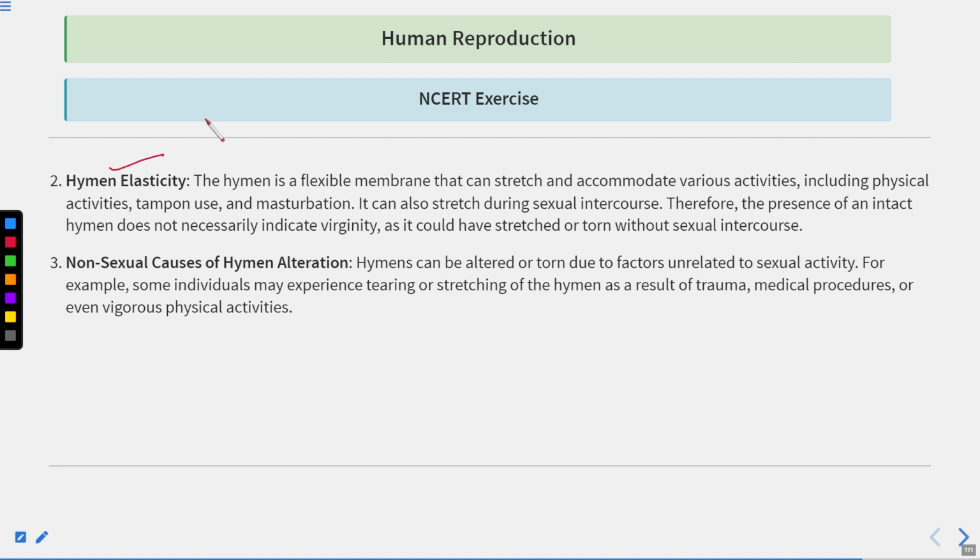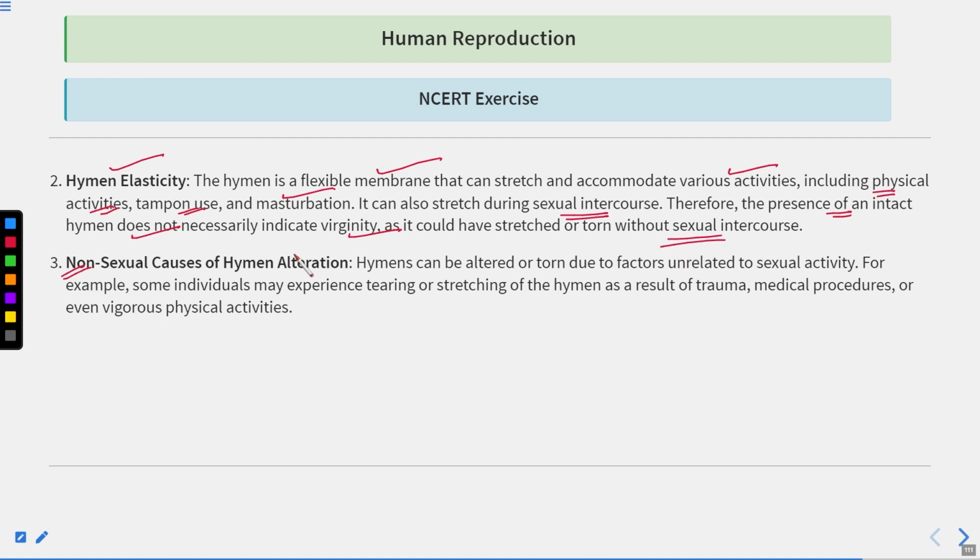Next is hymen elasticity. The hymen is a very flexible membrane that can stretch and accommodate various activities, including physical activities, tampon use, and masturbation. Clear? Now, it can also stretch during sexual intercourse. Therefore, the presence of an intact hymen does not necessarily indicate virginity, as it can be stretched or torn without sexual intercourse also.